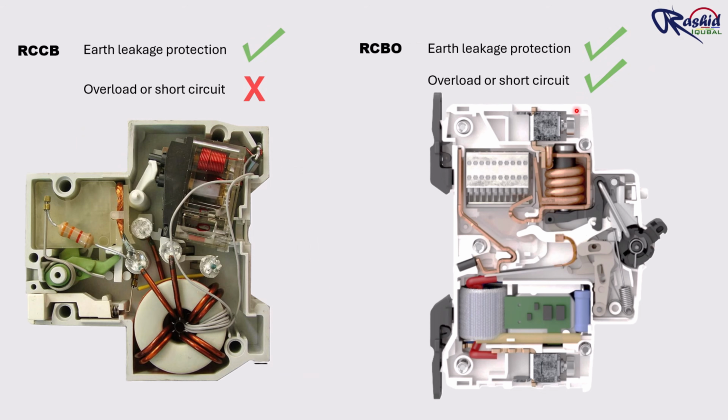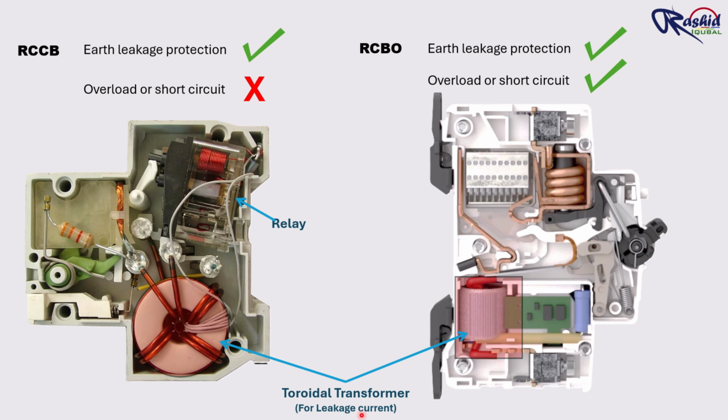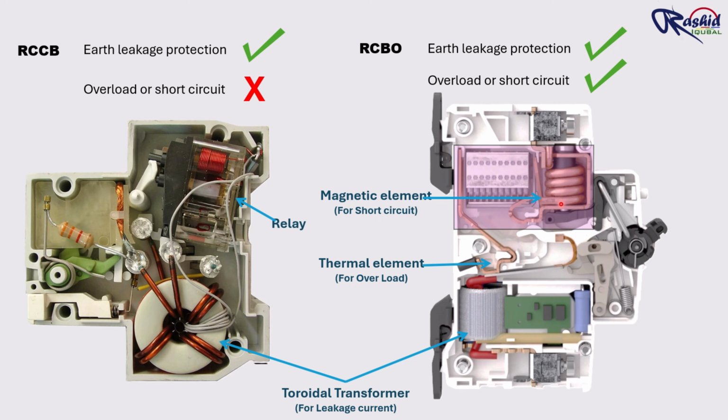Here you can see the internal components of RCCB and RCBO. If we compare both devices, the leakage protection part is almost the same. Both have a toroidal transformer which continuously checks the balance between phase and neutral current. The main difference is the RCBO has additional components like a thermal element which provides overload protection. Here you can see this is the thermal protection element, and this magnetic trip mechanism provides short circuit protection.